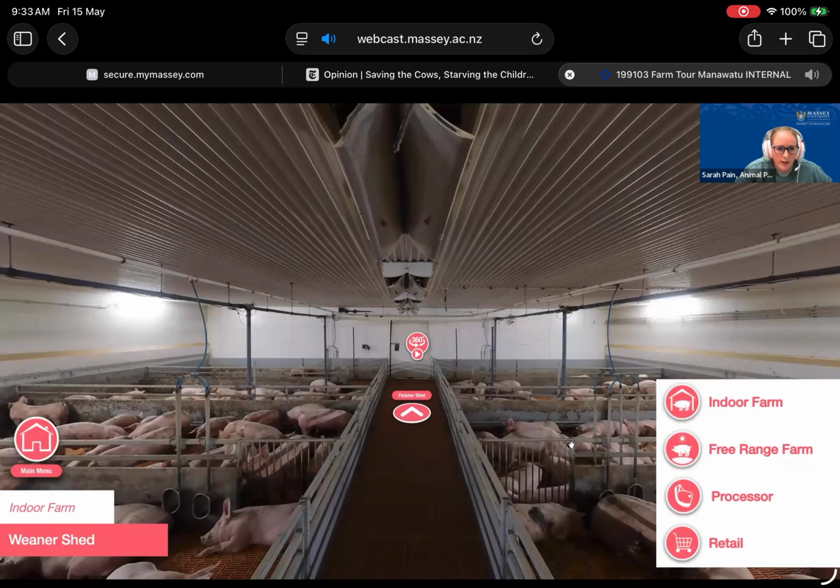So each sow may give birth to 12 to 15 piglets, and they'll probably successfully wean about 10 piglets per litter. So about 10 piglets per sow are weaned, and she'll have about 2 litters per year. So every year a sow will probably wean about 20 pigs. 10 litters a year is a lot. She's pregnant for, remember, about 3.5 months.